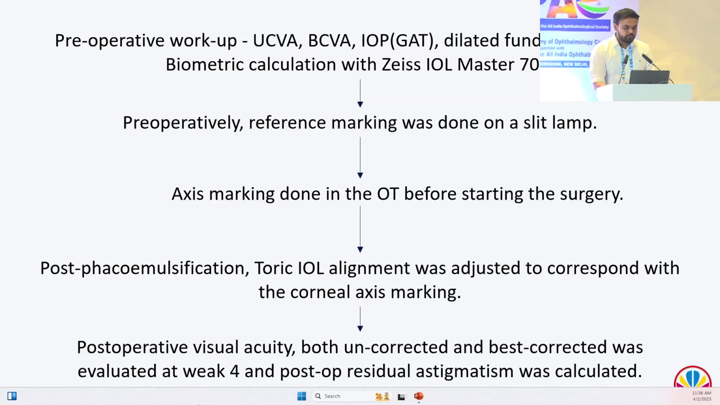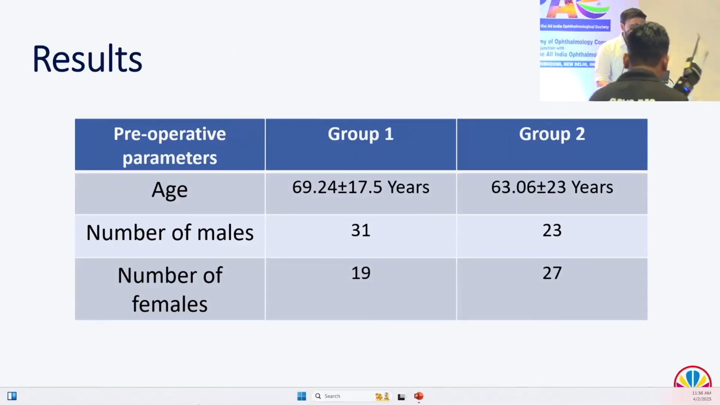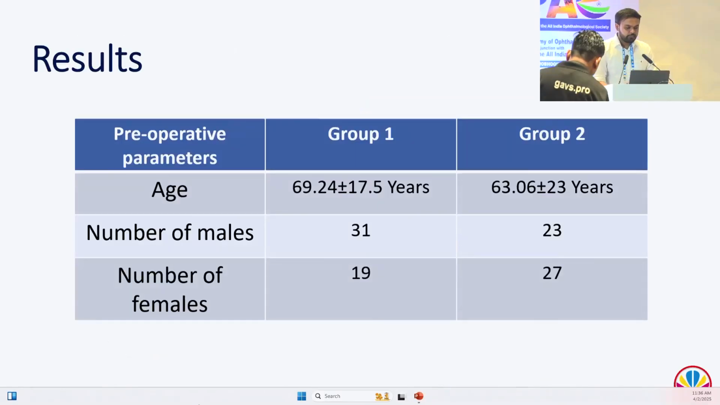Postoperatively, the visual acuity, both uncorrected and best corrected, was evaluated at week 4, and the postoperative residual astigmatism was calculated. Based on the data, the results obtained were: in group 1, the mean age was 69.24 with male to female ratio of 31:19, and in group 2, the mean age was 63.06 with male to female ratio of 23:27.